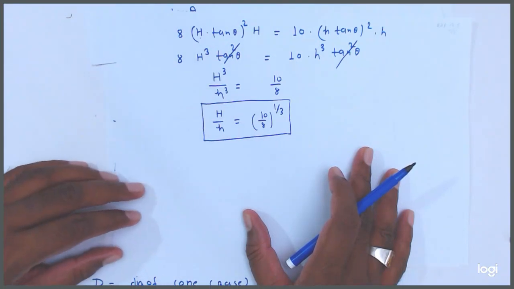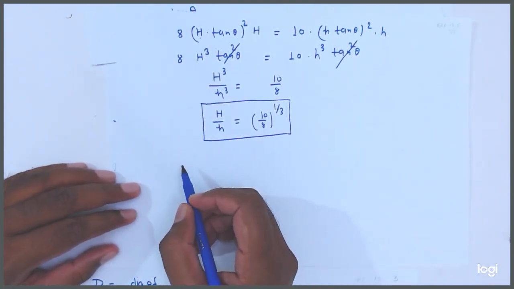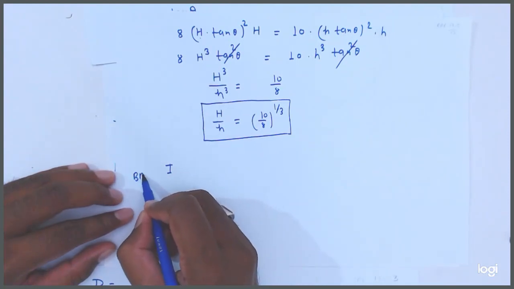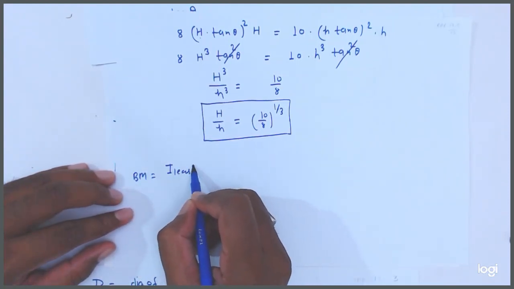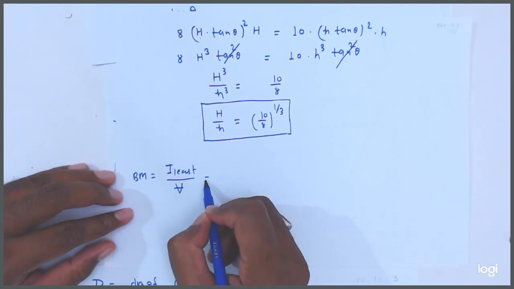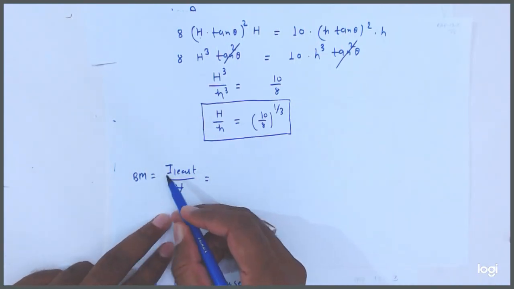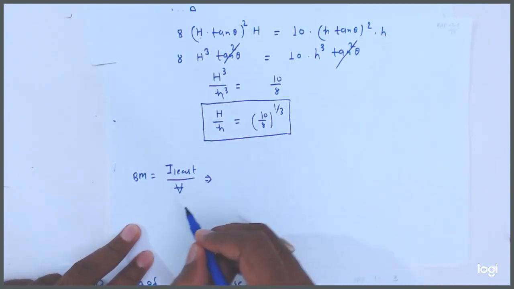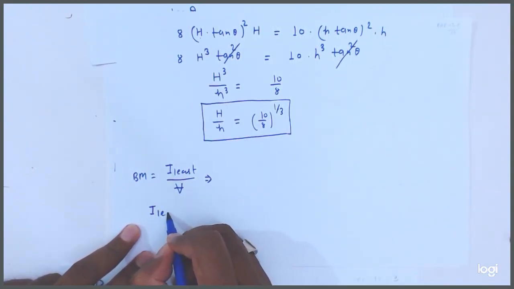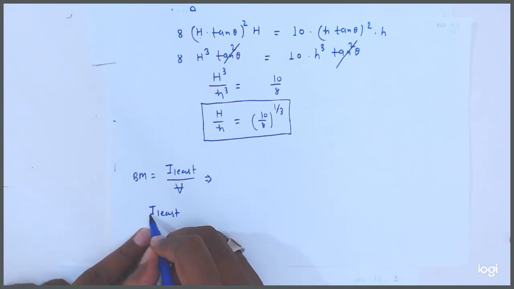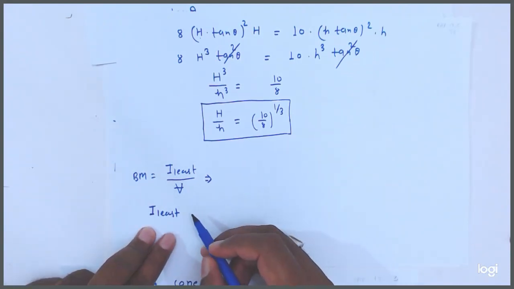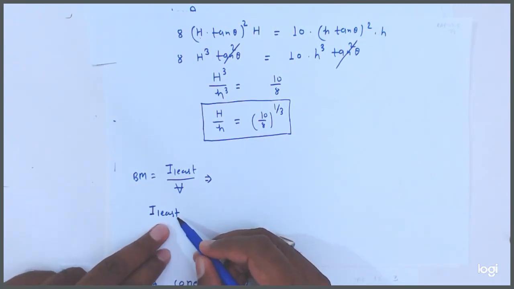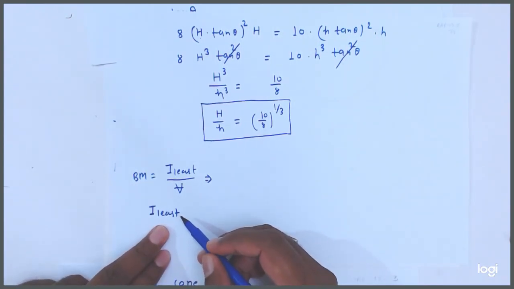Now friends, we will find the value of I, we can say BM equal to I least over the volume of liquid displaced. So this term we have to find. Now what is the value of I least? Why are we considering this? We always take the minimum moment of inertia, because we are designing at the minimum moment of inertia.